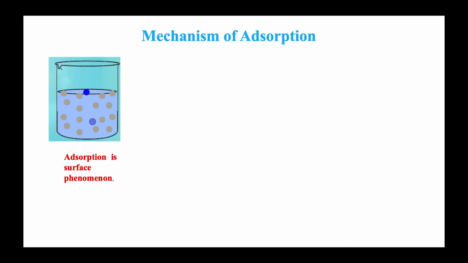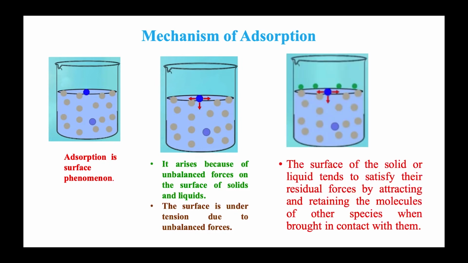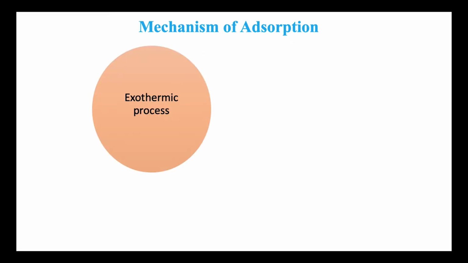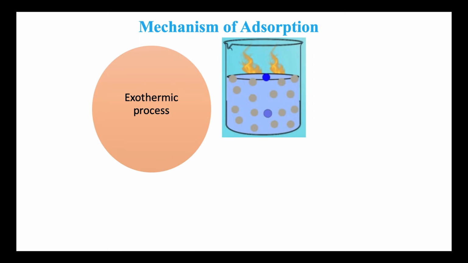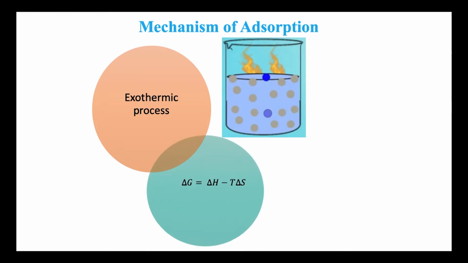Adsorption is a surface phenomenon. It arises because of unbalanced forces on the surface of solids and liquids. The surface is under tension due to this unbalanced force. So, the surface of the solid or liquid tends to satisfy its residual forces by attracting and retaining the molecules of other species when brought into contact with them. And it is an exothermic process, which means that energy is liberated during this process. The amount of heat that gets evolved when 1 mole of the adsorbate is adsorbed on the adsorbent is known as enthalpy of adsorption. At constant temperature and pressure, adsorption occurs spontaneously.